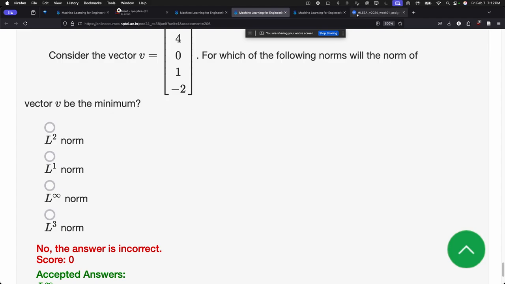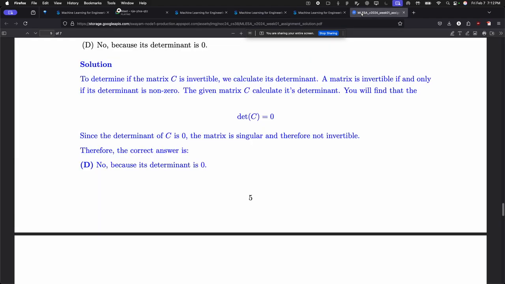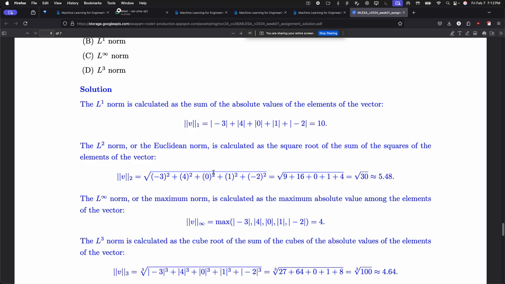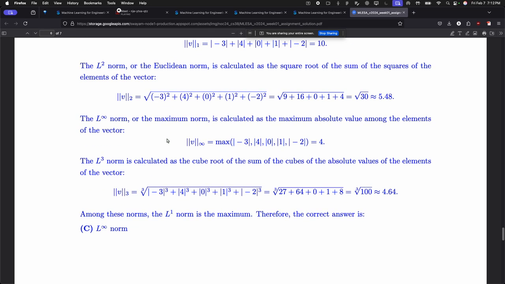Okay, and why is the L infinity norm minimum? What is the L infinity norm?